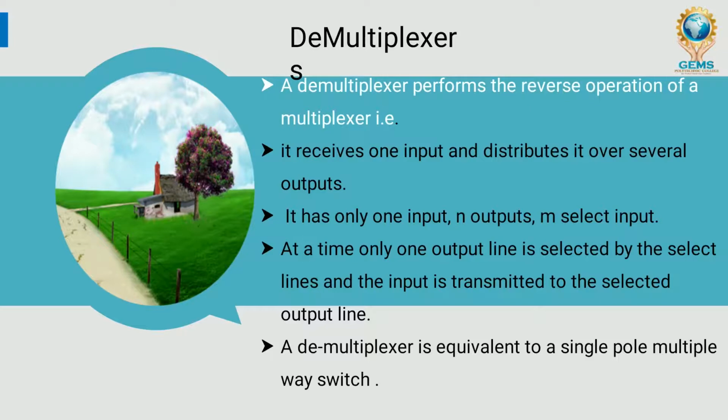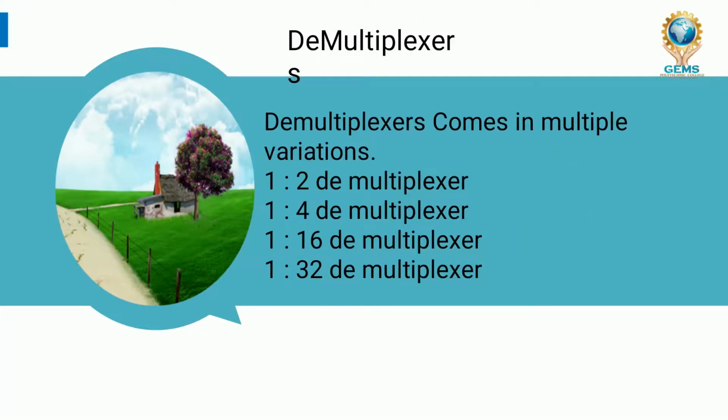So try to understand here. A multiplexer gives one output only, but it takes multiple inputs. A demultiplexer takes only a single input, but it can give multiple outputs. Quite the opposite of the multiplexer.